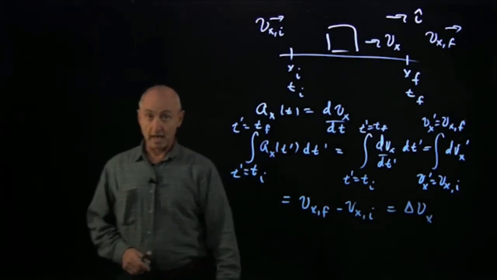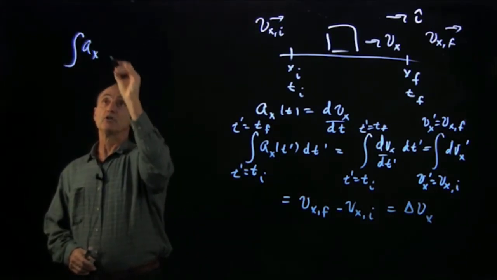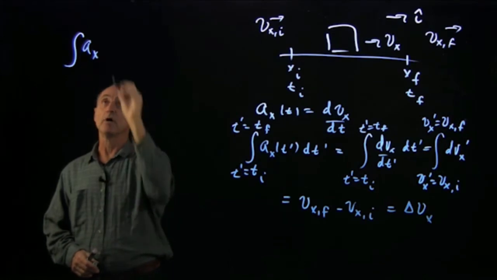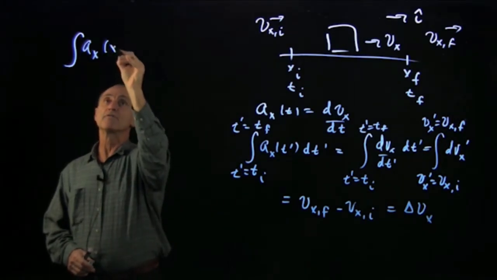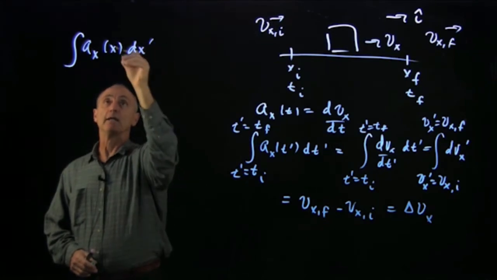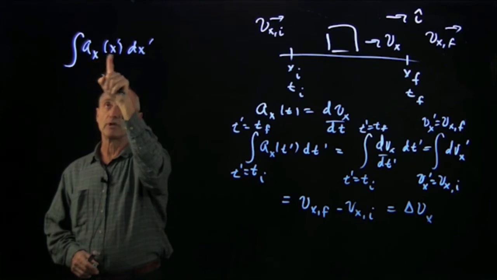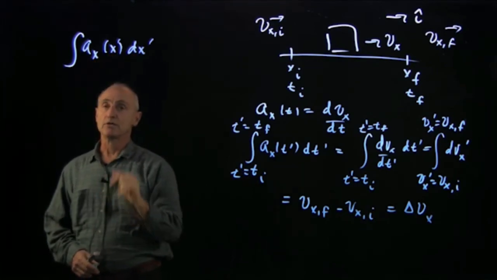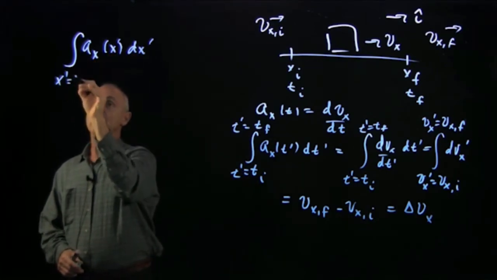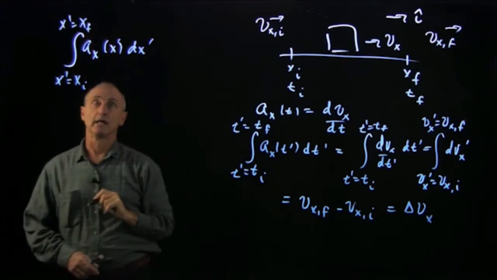Now, let's see what happens as a comparison when we integrate our acceleration, not with respect to time, but suppose that it's a function of space. And so now we're integrating again. We have a dummy variable. We have to be careful because this is the x component of acceleration, but x prime is our integration variable, and that's going from some initial position to some final position.